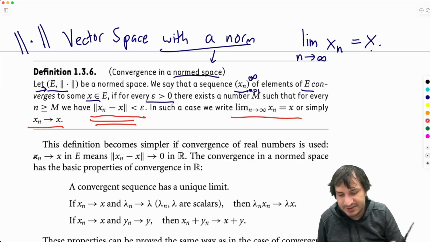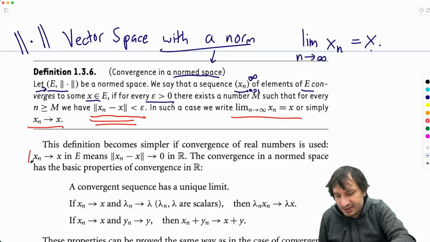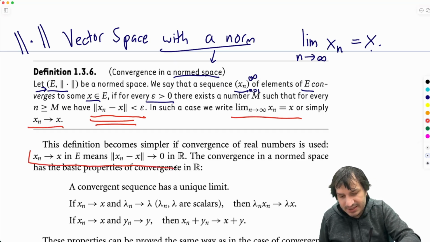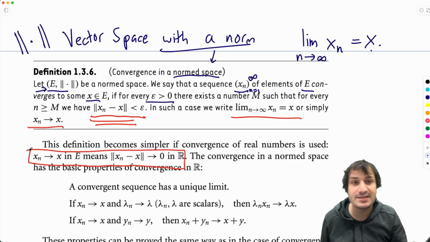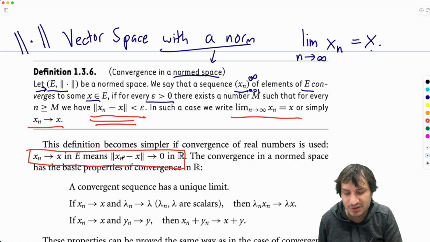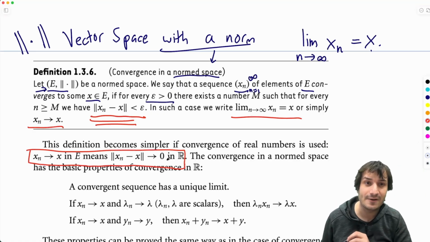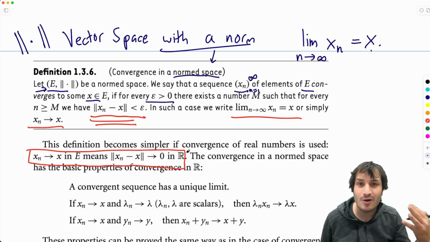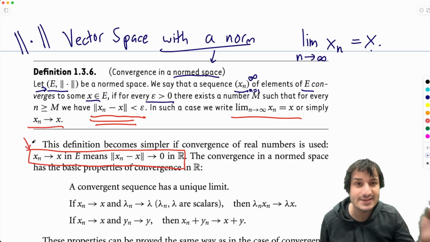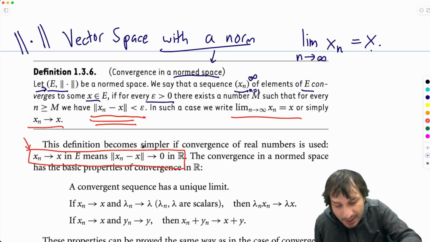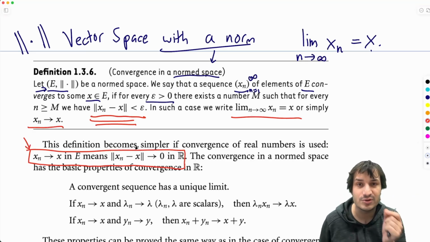Here's another remark from the textbook. They say that xn going to x as vectors means that the difference xn minus x, and then you take the norm that converts the vectors into numbers, goes to 0 in R. So if you know your limits in R very well, then you can translate limits of vectors into limits of numbers where we're looking at the norm of those vectors.